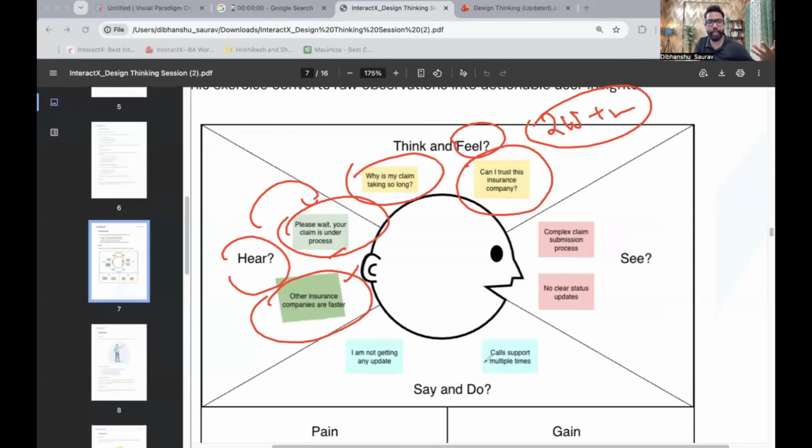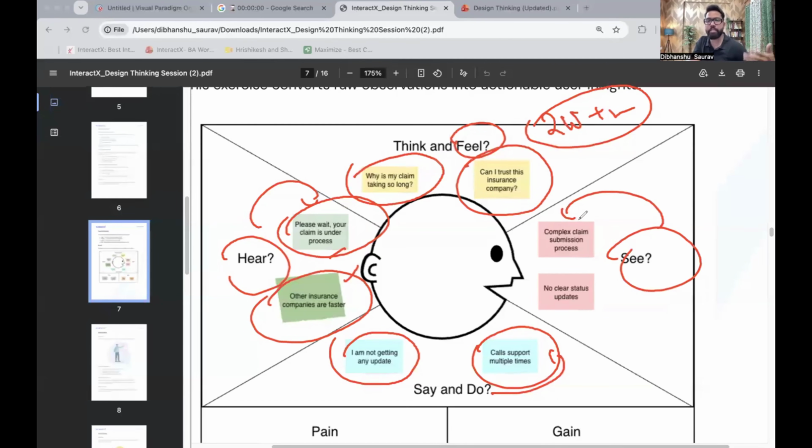What they say and do: I'm not getting any update. They call support multiple times, but they're not happy with the claim reimbursement process and all that. What they see: they're observing a complex claim submission process, no clear status update. So these are a couple of the metrics that we have captured.